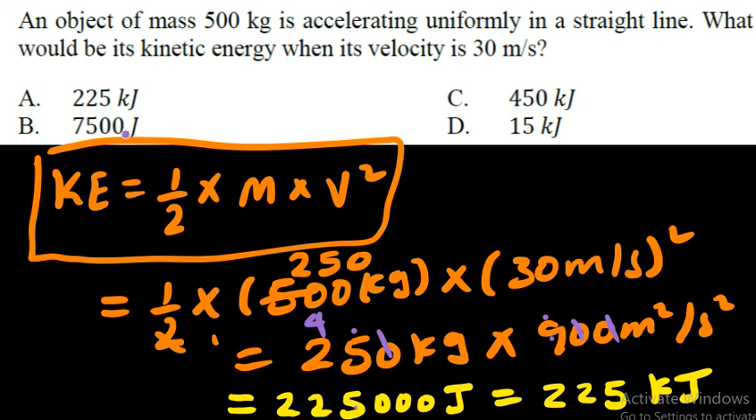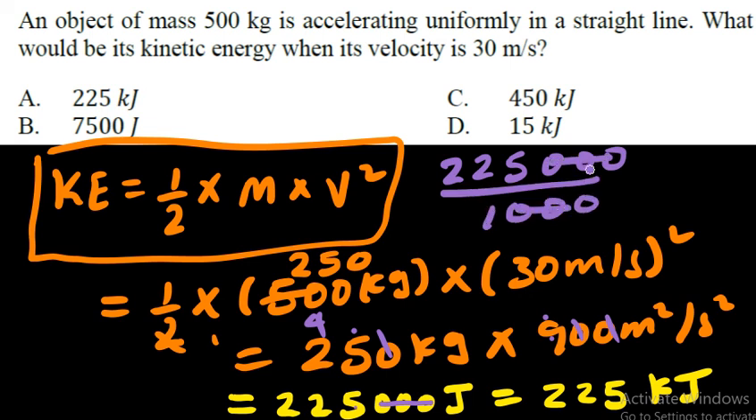But it's not found in the choices in this form. The choices contain kilo, so that means you have to divide by 1000. Kilo means 1000. If you divide by 1000, the three zeros will be cancelled, because 225,000 divided by 1000 gives 225. So 225 kilojoules will be the answer. The answer is going to be A.